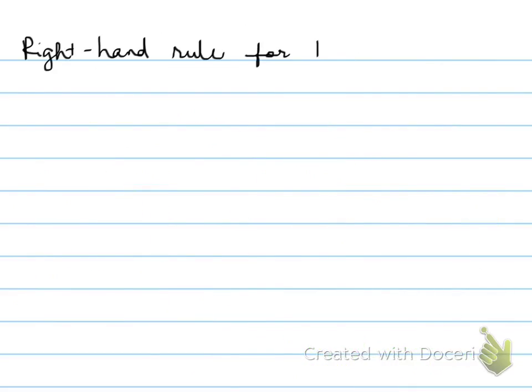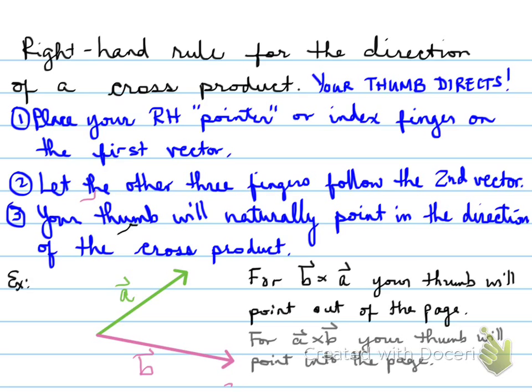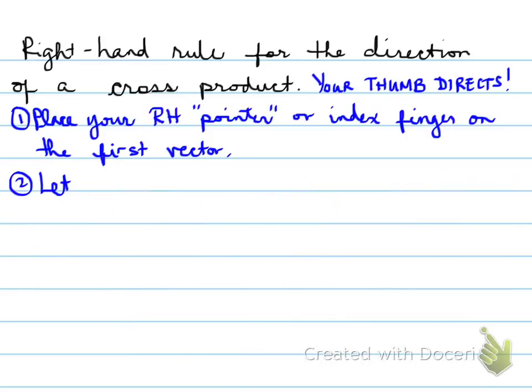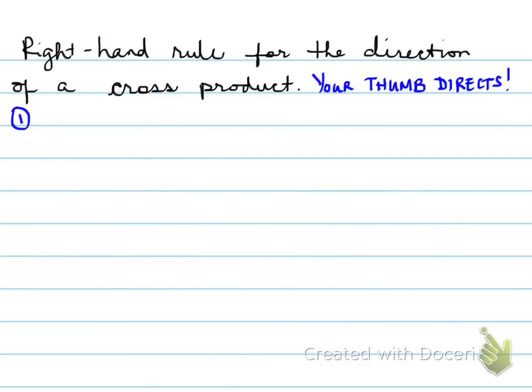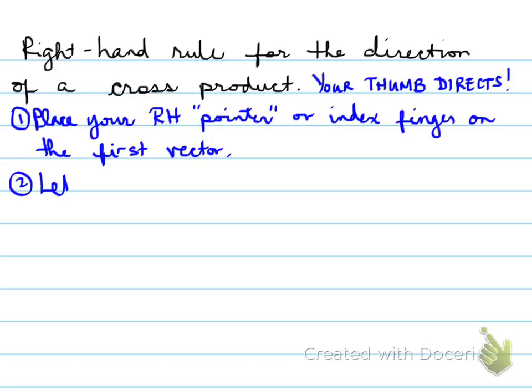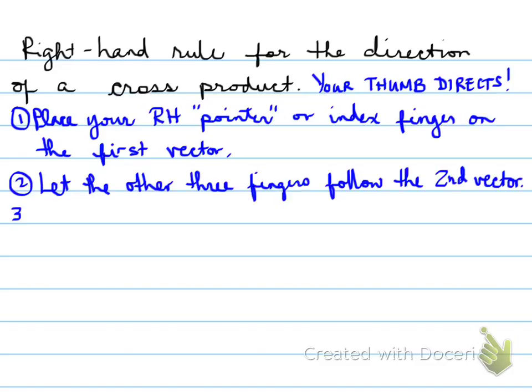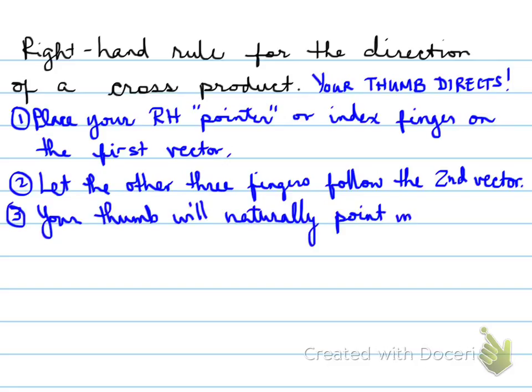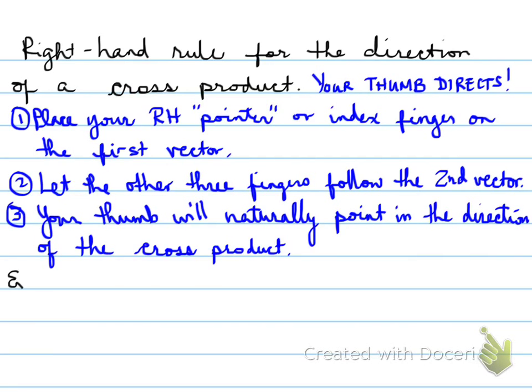All right. Earlier I mentioned something called the right-hand rule. So we're going to go over this in a little step. Here it is in general, but let's go back and take this one step at a time. First of all, your thumb is going to be your direction. It directs you where you're going to go. First, place your right hand pointer or index finger on the first vector in the cross product. So if you have A cross B, you put your index finger pointing in the direction of A. Now, you let the other 3 fingers follow the second vector, or you can just let your middle finger follow the second vector. Step 3, your thumb will naturally point in the direction of the cross product.